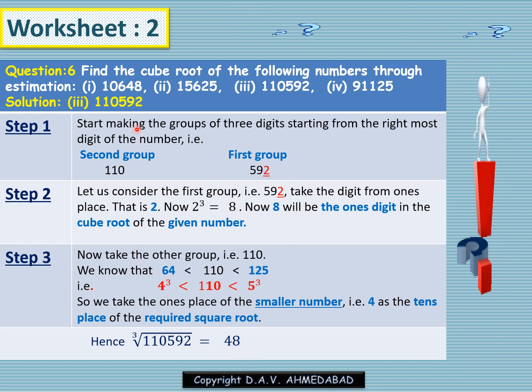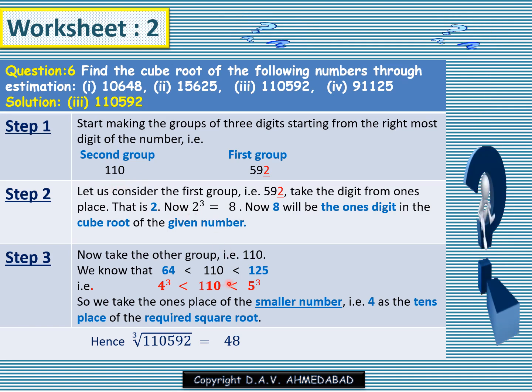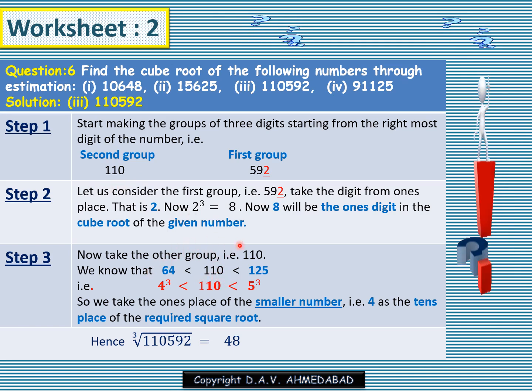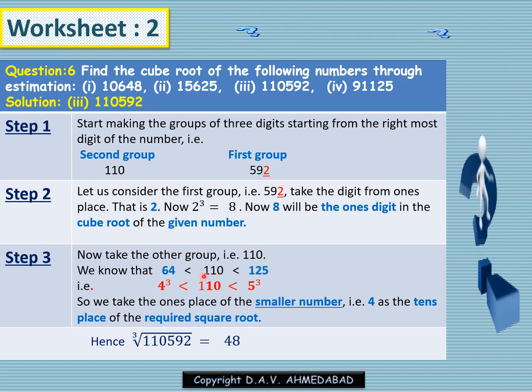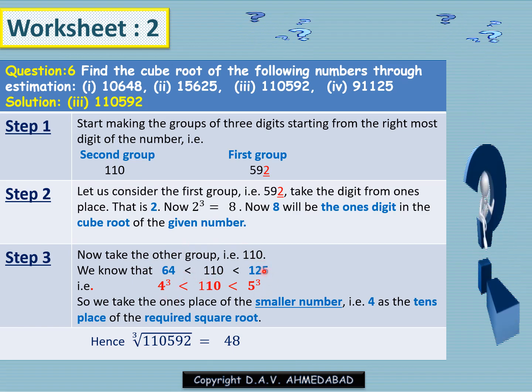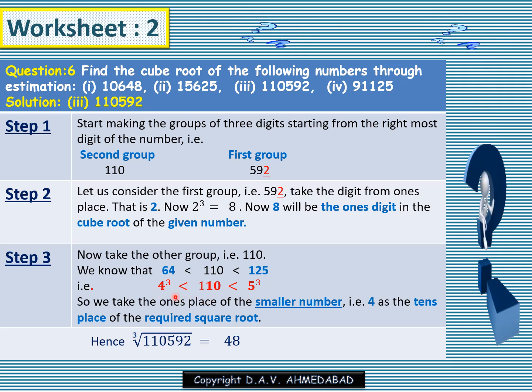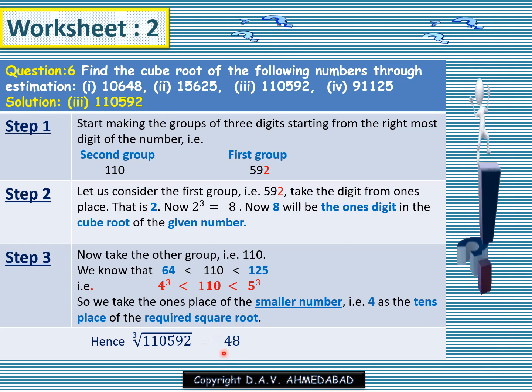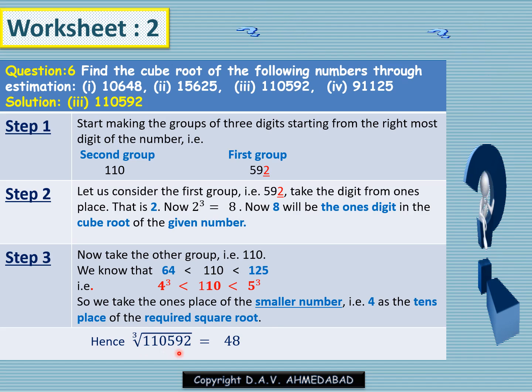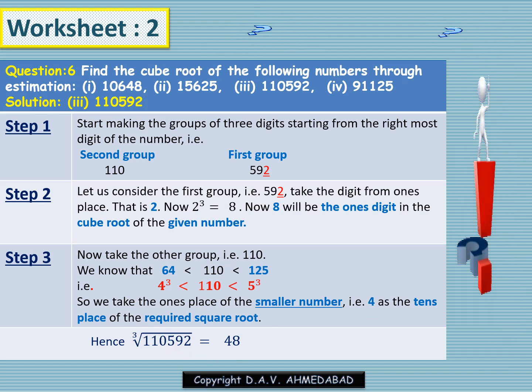Now group 2, it is 110, and perfect cubes nearer to 110 are 64 and 125. 64 is 4 cube and 125 is 5 cube. We always consider the smaller number. So 4 is the digit at the tens place of our answer. Therefore, cube root of 1,10,592 is 48.